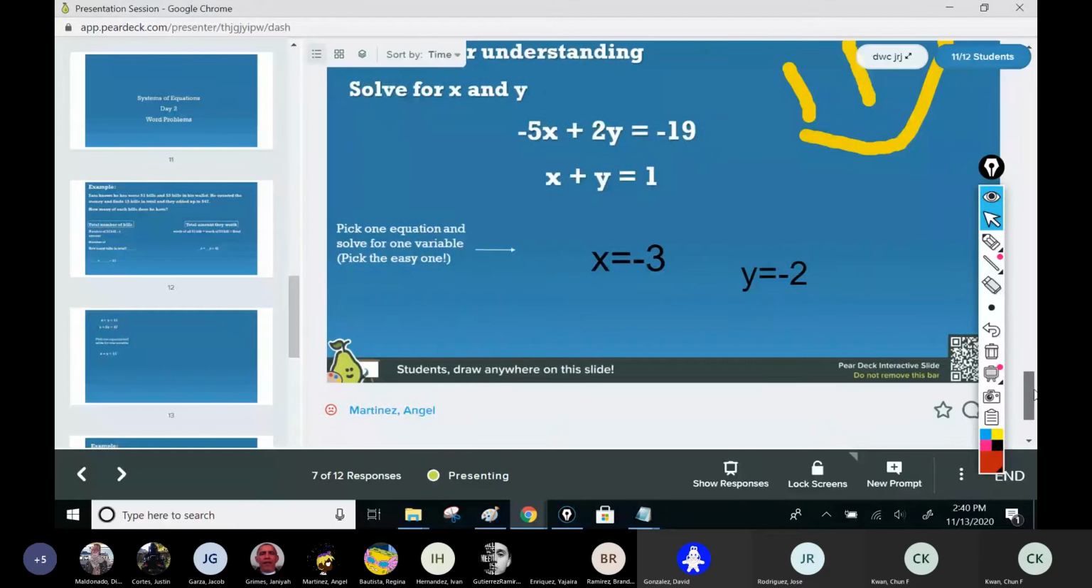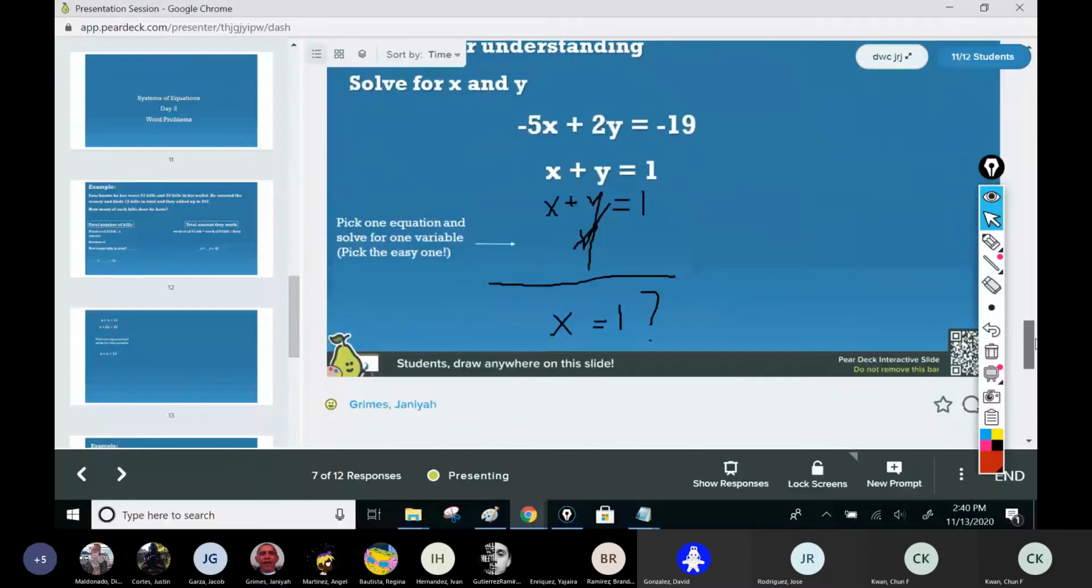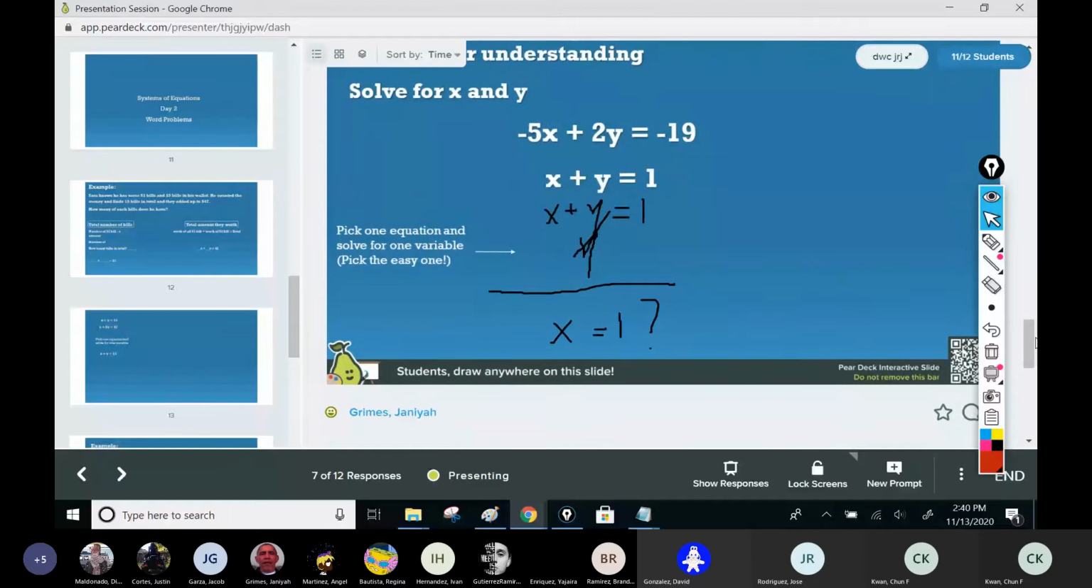Angel, show me your steps. Jania, look at my screen. If you want to solve for x, you have to do a -y minus y, and then they will cancel out. So x equals 1 minus y. Right, 1 minus y.